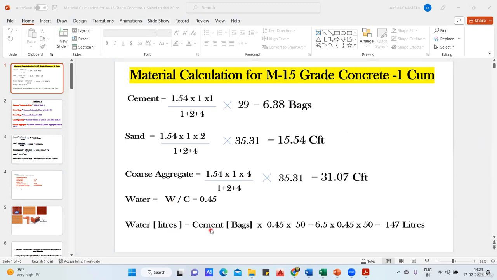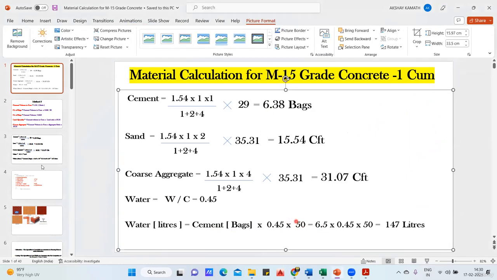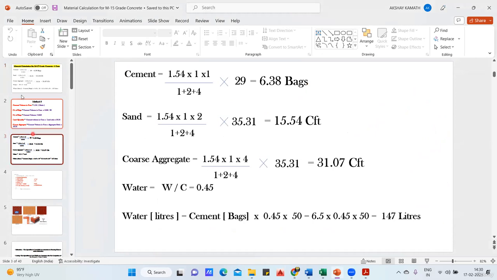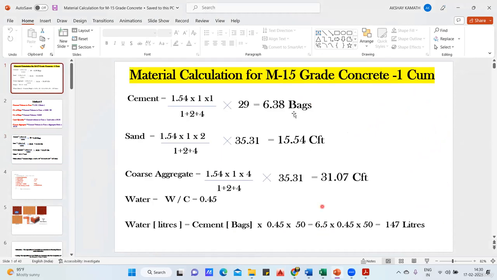Therefore, water in liters will be cement bags multiplied by the water cement ratio, which is 0.45, multiplied by 50, because the weight of one bag is 50. So 6.5. Why is it 6.5? Because 6.38 I can consider to be 6.5, or else I can write 6.38 also. It's not an issue. Instead of writing 6.38, I have taken a round figure and made it 6.5. So 6.5 multiplied by 0.45 multiplied by 50, you get 147 liters of water required.